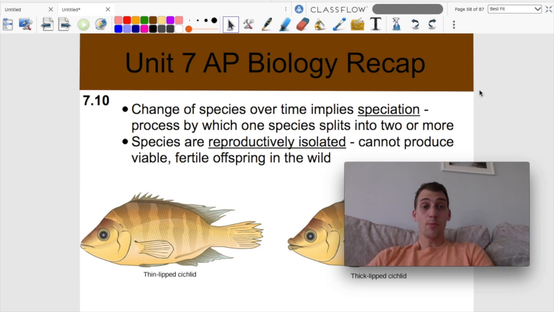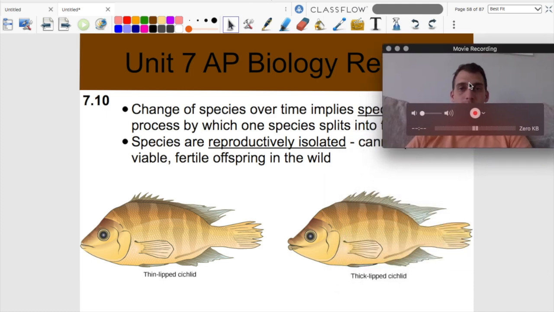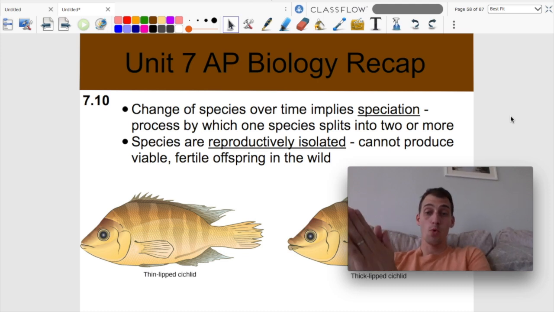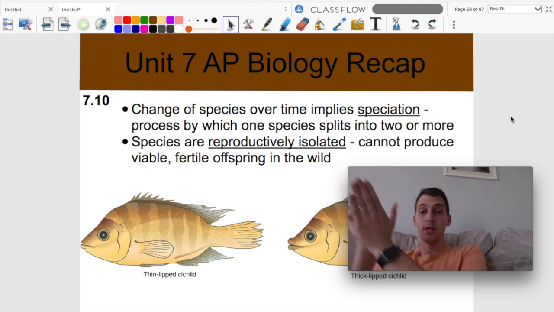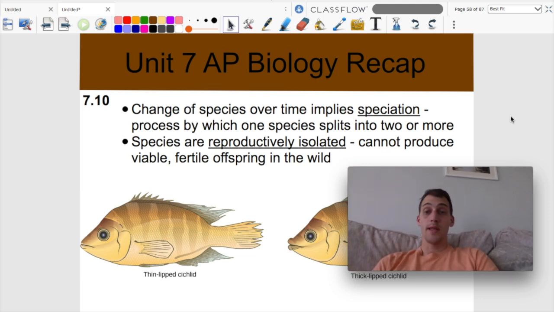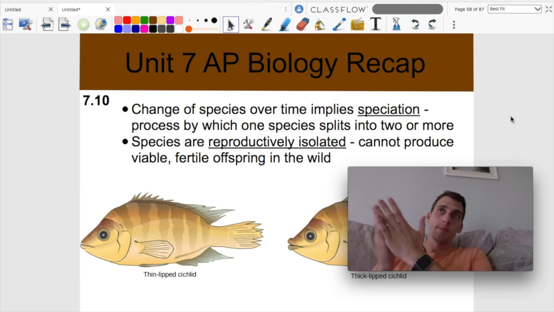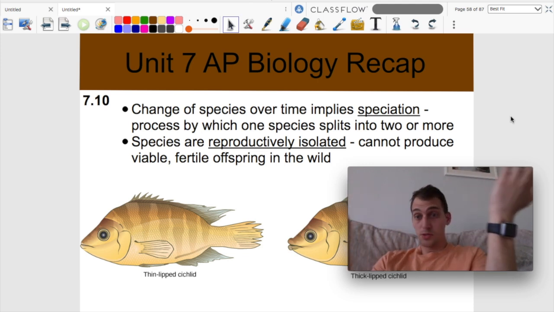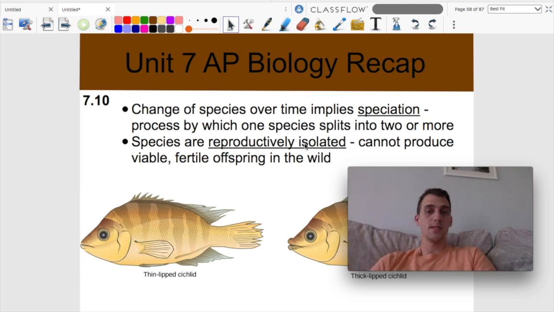So we're going to go to 7.10, and this is all about speciation, and that's a form of what we call divergent evolution, where two species become more different from each other over time. They split apart evolutionarily. They might share a recent common ancestor, but speciation is where two species have a common ancestor and then become two separate species. That's the formation of new species.